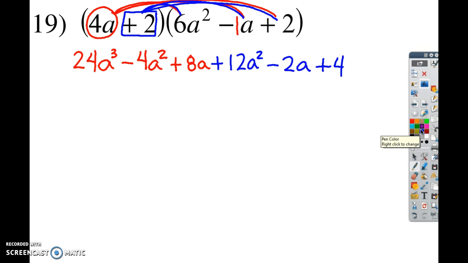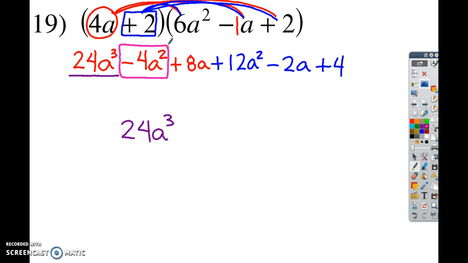There is no other a cubed. That's the only a cubed that you have. So that's going to be the one that you bring to the bottom first. So bring that one down. It's 24a cubed. Which one's next? The squares. So I have negative 4a squared plus 12a squared. What does that give you? Positive 8a squared. If they both have an a squared, your answer should have an a squared. This is the combining part. We're not multiplying anymore.